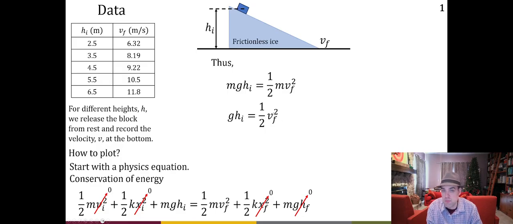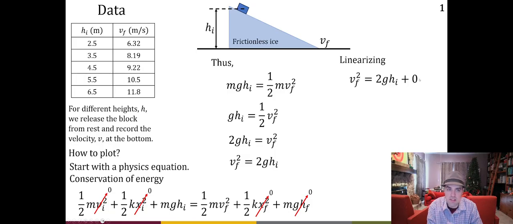Now, to simplify this, remember, we're trying to get to that y equals mx plus b form. I'm going to multiply 2 to both sides. And then I'm going to flip this. I'm going to have final velocity squared equals 2gh initial. So from here, I added that plus 0 because we want to get it in this form of the y equals mx plus b. So what do you think?